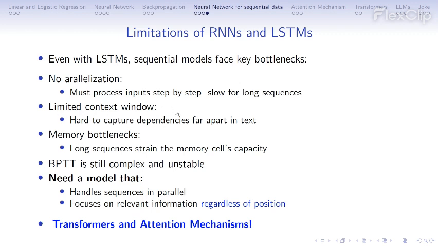Limited context window, okay, we'll see that in attention. It's hard to capture dependencies that are far apart in text. This is from recurrent neural network limitation. Memory bottleneck, and backpropagation through time is still complex and unstable. So we need a model that handles sequences in parallel, and focuses on relevant information regardless of position.